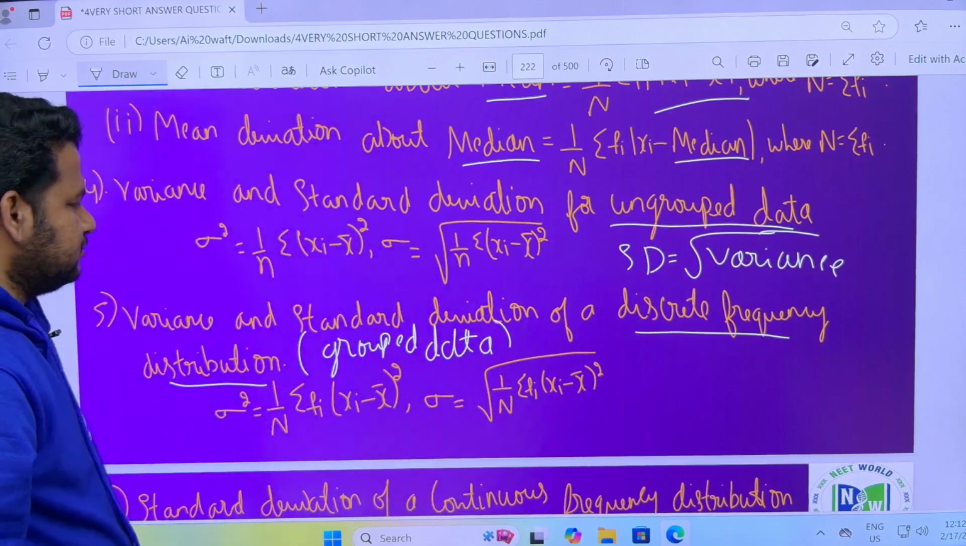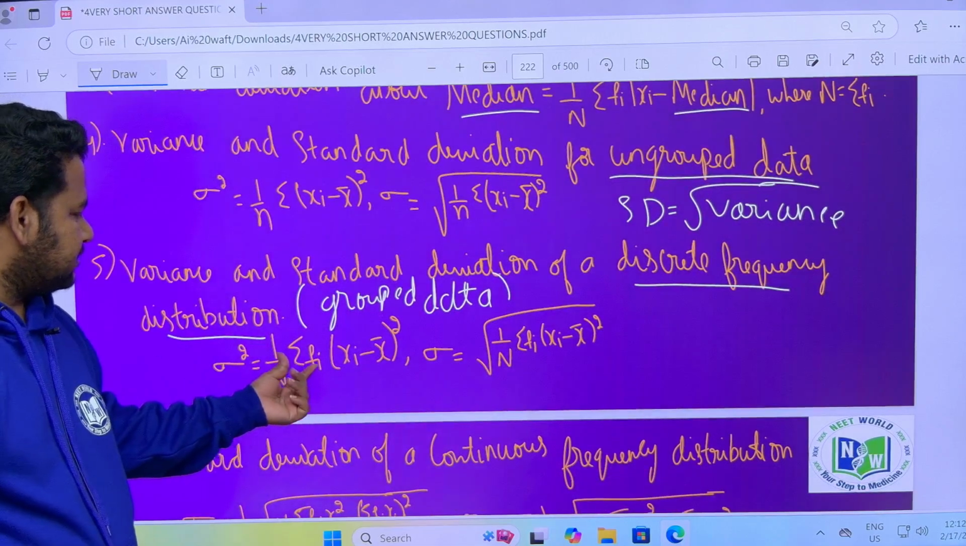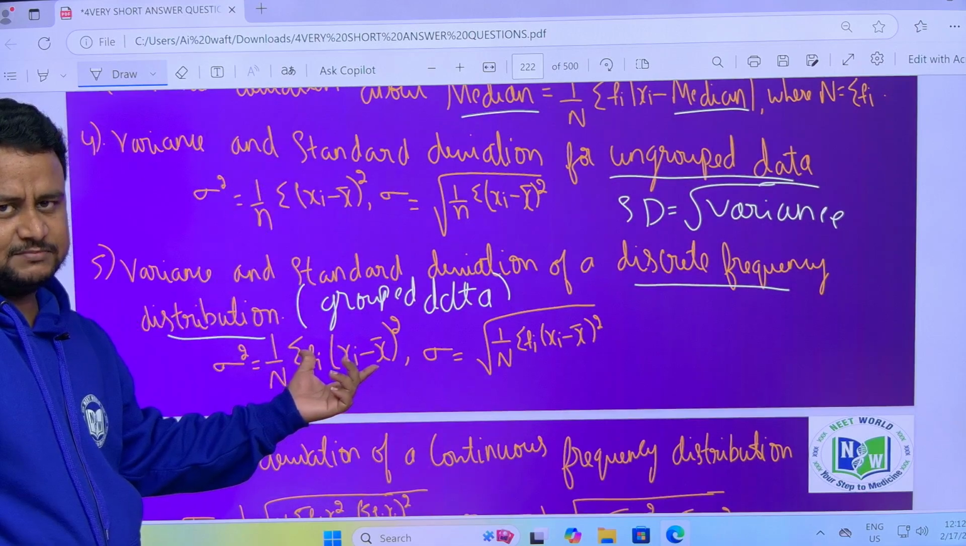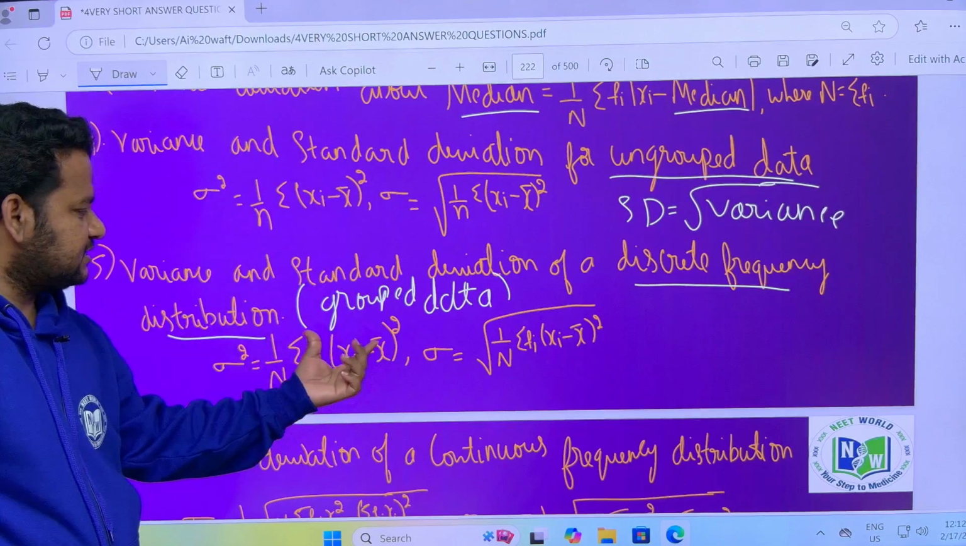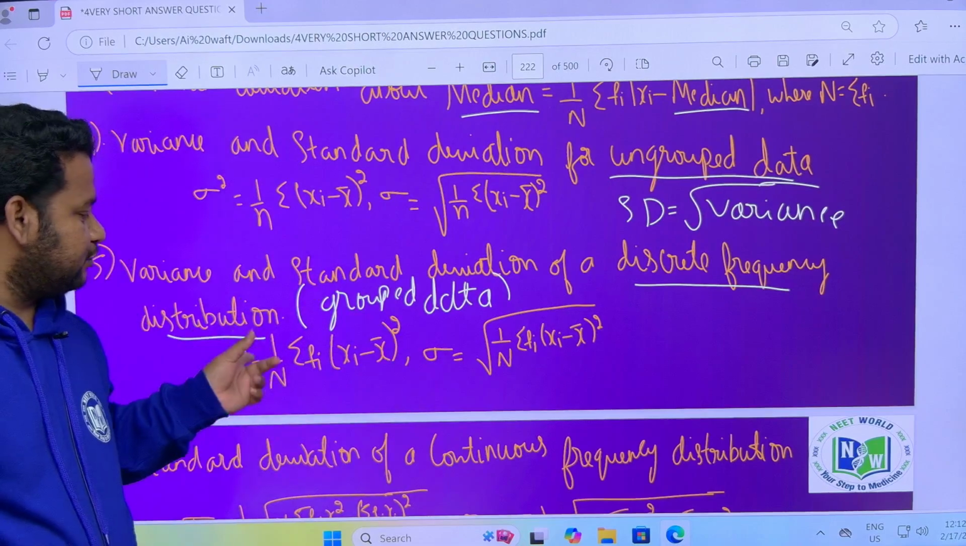This is what we will be using. For group data, this is the formula: sigma square equals 1 by n summation of f of i, xi minus x bar, modulus of xi minus x bar for mean deviation. Here it is xi minus x bar whole square. That's it. So what about standard deviation? Square root of this, square root of variance.